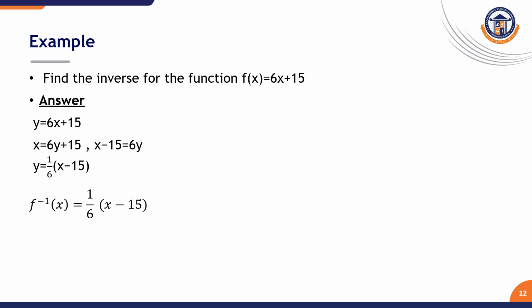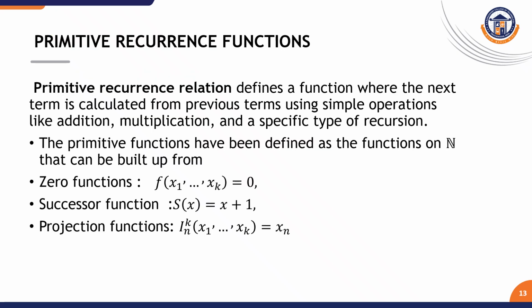For example, find the inverse of the function f of x equal to 6x plus 15. Now let us take f of x is y. Then I can write y equal to 6x plus 15. From this I can calculate x, that is the pre-image. So I can get x equal to 1 by 6 into y minus 15. So f inverse of x equal to 1 by 6 into x minus 15. This is the inverse of the given f of x.